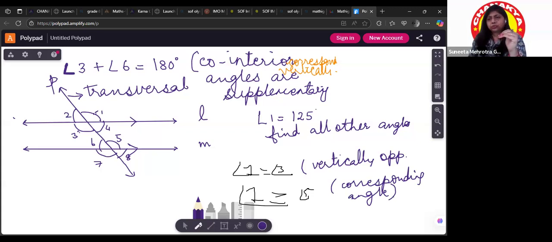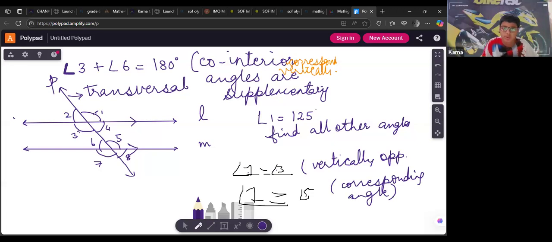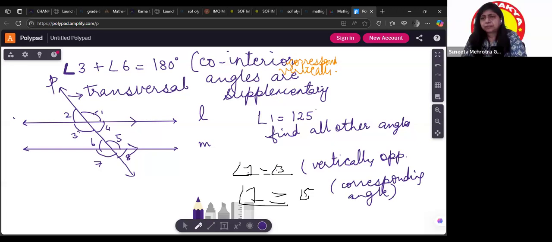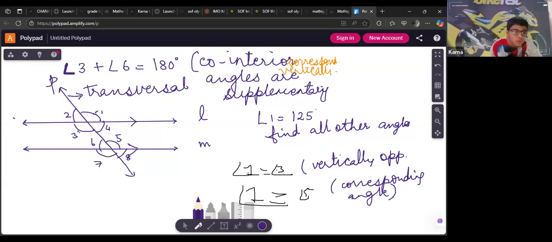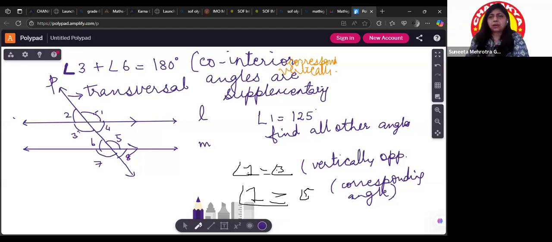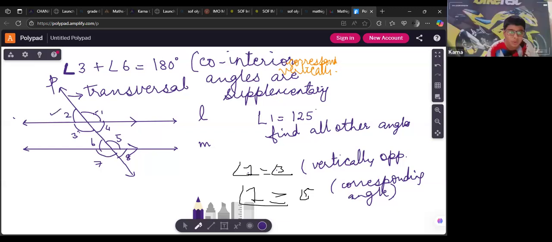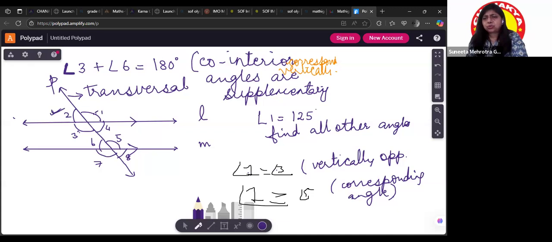Now start solving. If angle 1 is there, you have to find angles 2, 3, 4, everyone. So angle 1 is given, so find angle 3. What is angle 3? Same thing, 125 degrees. Ma'am, to find corresponding angles and vertical angles, you need to measure angle 2. How will you find angle 2? Ma'am, you need a protractor to measure.